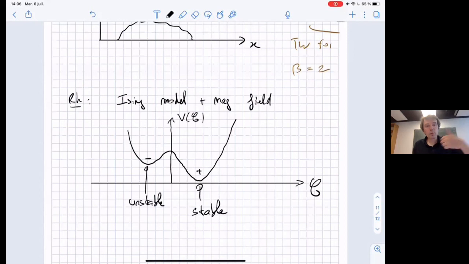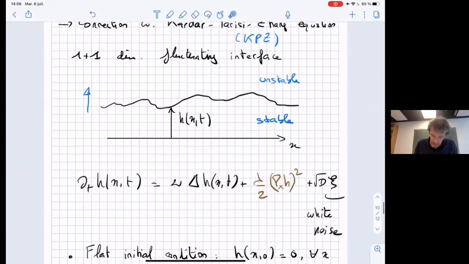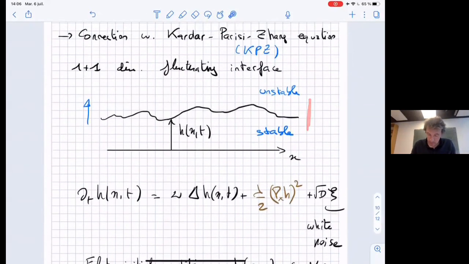So what I'm saying is that if you put a positive magnetic field, all the spins would like to be up. So this one would be favored compared to the down spins. And you can imagine that you prepare your Ising model, say in 2D. So this one would be the stable one, the plus one, and this one would be the minus one. You can imagine that you prepare your whole system in the unstable phase, which would be one ground state in the absence of a magnetic field. And then you switch on the magnetic field and you nucleate, for instance, a few lines of plus spins.